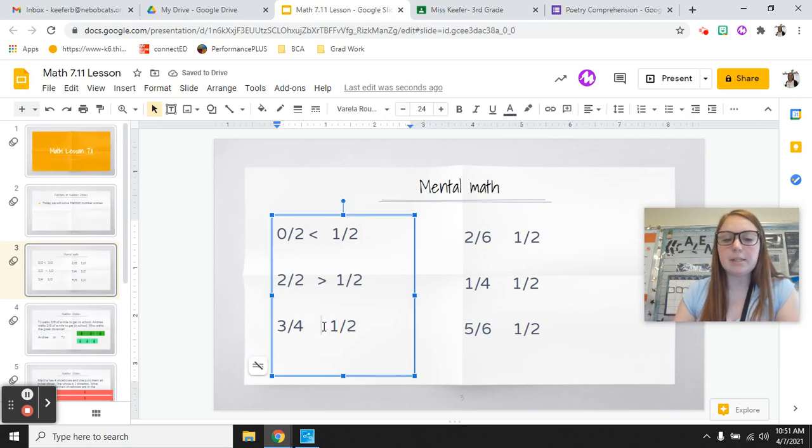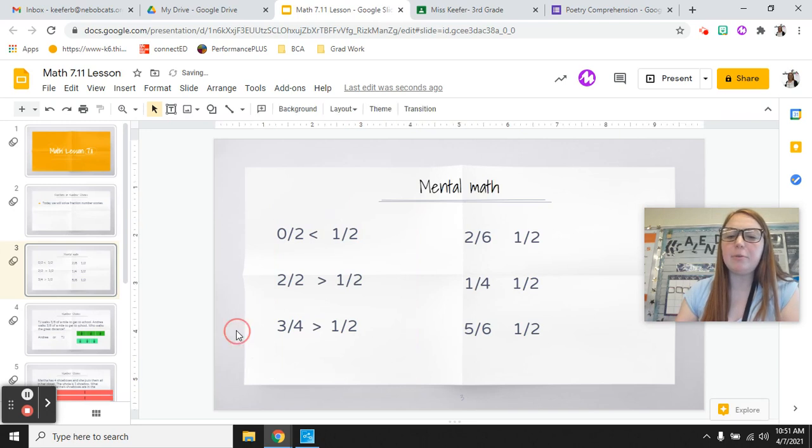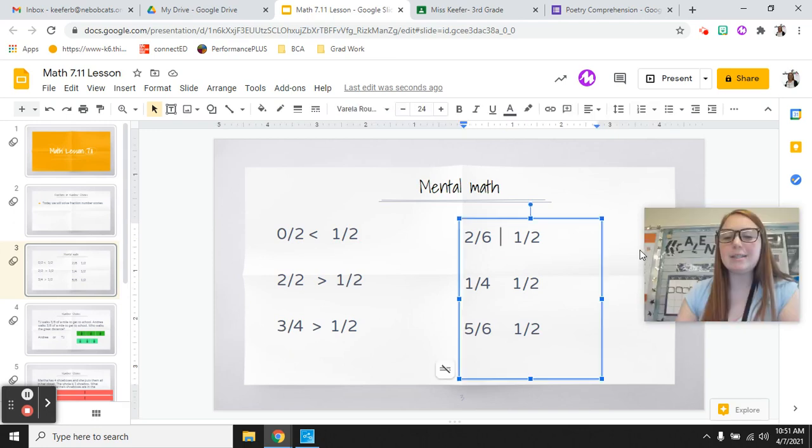What about the next one, friends? 3/4 and 1/2. Is 3/4 greater or less than 1/2? It is greater than 1/2. What would half be if we're talking about fourths? It would be 2/4 because 2 is half of 4. All right, what about 2/6 and 1/2? Is 2/6 greater or less than 1/2? It is less than 1/2.